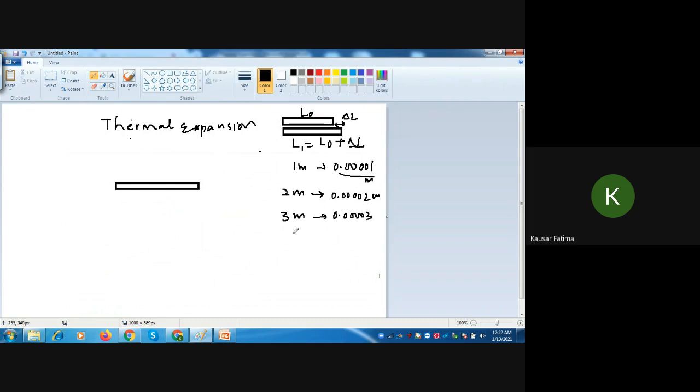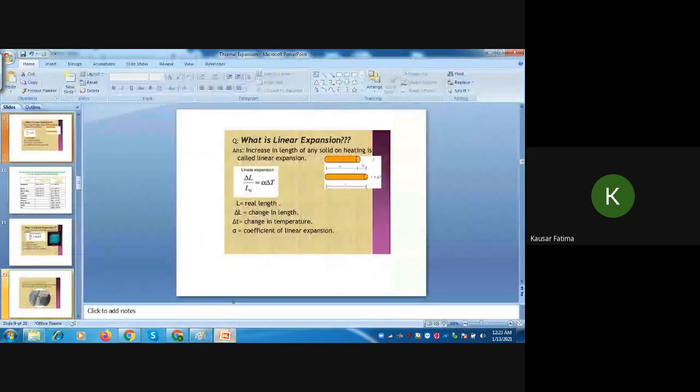So what will be the new length? 3 plus 0.0003, means 3.0003. That is why this expansion is very small, and we don't notice it when the rise in temperature is small. They all are considered for 1 degree rise in temperature. For a 2 degree rise in temperature, what will happen? A 1 meter longer rod will expand this much, a 2 meter longer rod this much, and a 3 meter longer rod twice its 1 degree value. So that again depends not only on the initial length, it depends upon the temperature also.